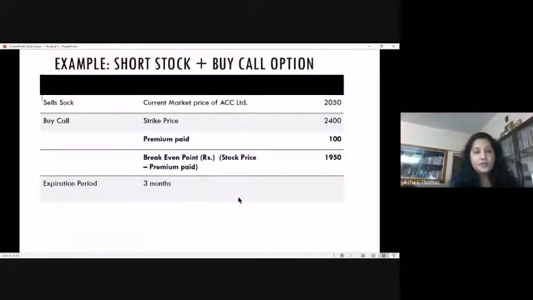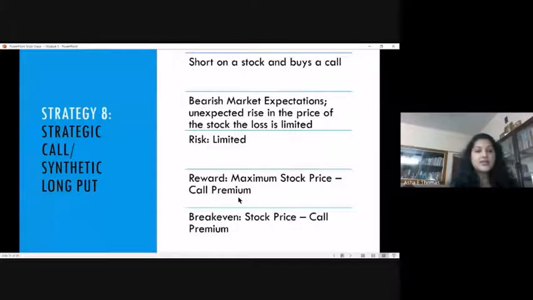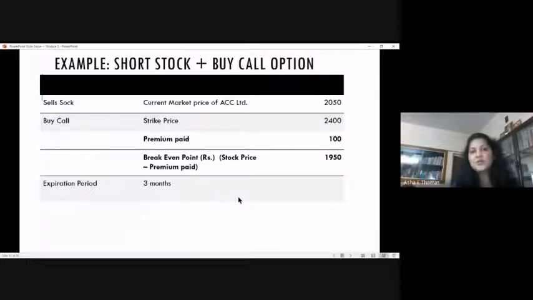Okay, now the next is synthetic long put. It's opposite to synthetic long call. What you have to remember is here there is short stock plus buy call option.